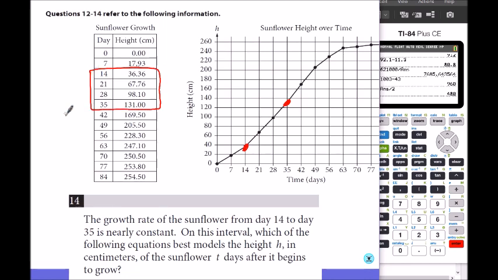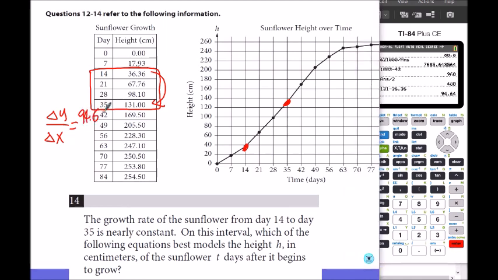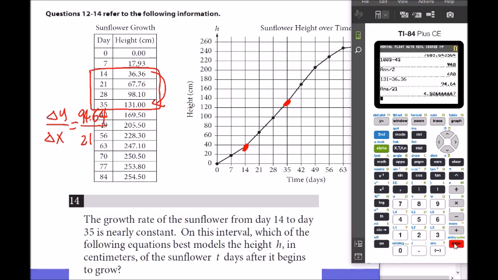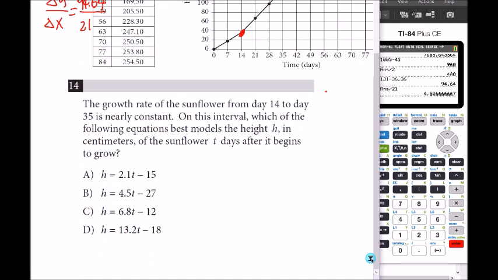So how do you find the slope? It's change in y over change in x. So y increased by 131 minus 36.36, so y changed by 94.64. Divide by 21 days, since 14 to 35 is 21 days, to get the rate of change, which is about 4.5. So 4.5 is the rate of change.